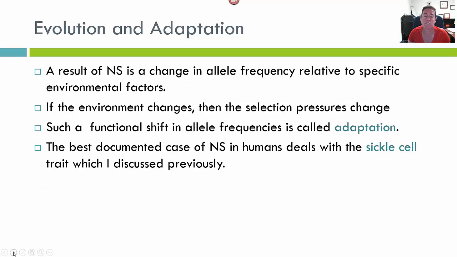A result of natural selection is a change in allele frequency relative to specific environmental factors. If the environment changes, then the selective pressures change. Such a functional shift in allele frequencies is called adaptation. The best documented case of natural selection in humans deals with sickle cell trait, which I discussed previously.